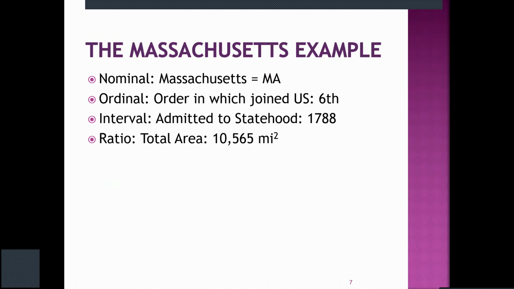Here's an example for the state that we're in. The nominal level for Massachusetts is, for example, its postal designation MA, as opposed to ME, which is Maine, and MN, which is Minnesota. I've lived in a lot of M places. This is MA. Ordinal is the order in which it joined the United States. It was sixth to join. Interval is, again, a year. So when it was admitted to statehood, which was 1788. And a ratio variable could be the total area of the state, which is 10,565 square miles.